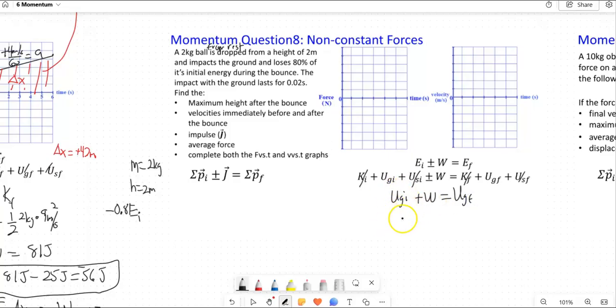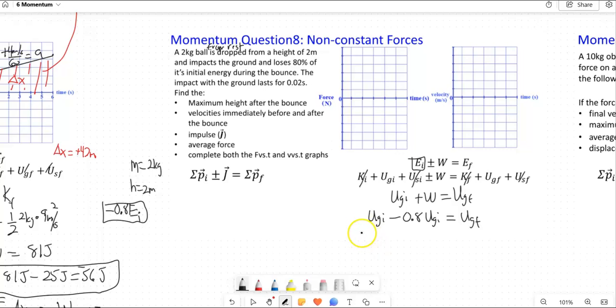Now, this right here is the total initial energy, which we said we're going to lose 80% of. What this means is that we are going to lose 0.8 of our initial potential energy, and that is going to be equal to our final energy. So if the initial potential energy is 1, we're going to lose 80% of that energy. Okay?